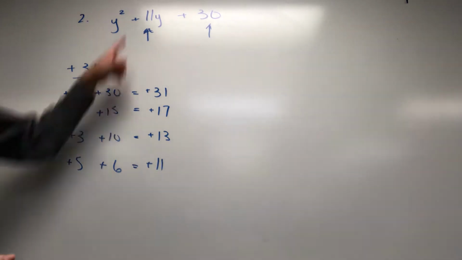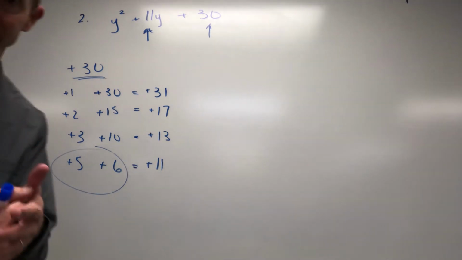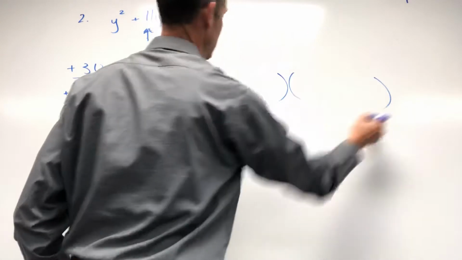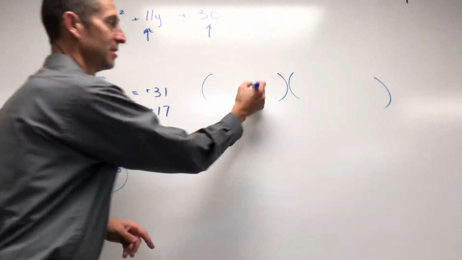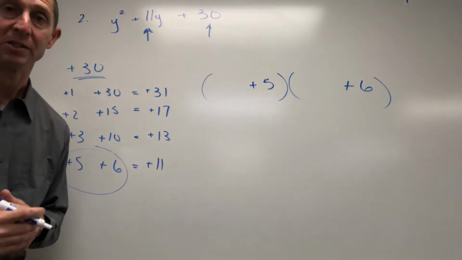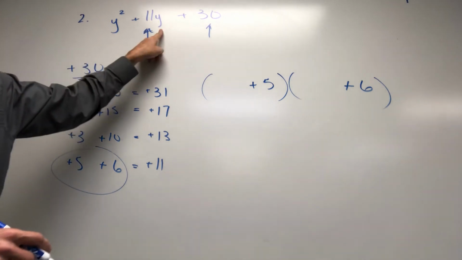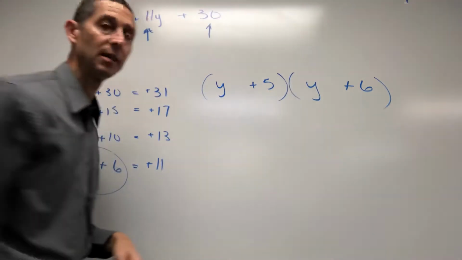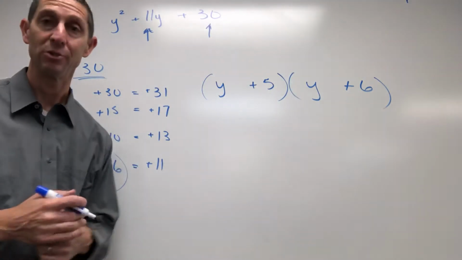And then there it is. Here's positive 11, here's positive 11. Boom. 5 and 6, those are your two numbers. We're going to drop them both down into our two finishing groups, the plus 5, plus 6. They make up the right side of each set of parentheses. The left side is made up by your variable that you're working with, your letter, your y. y plus 5, y plus 6. You just factored another trinomial.